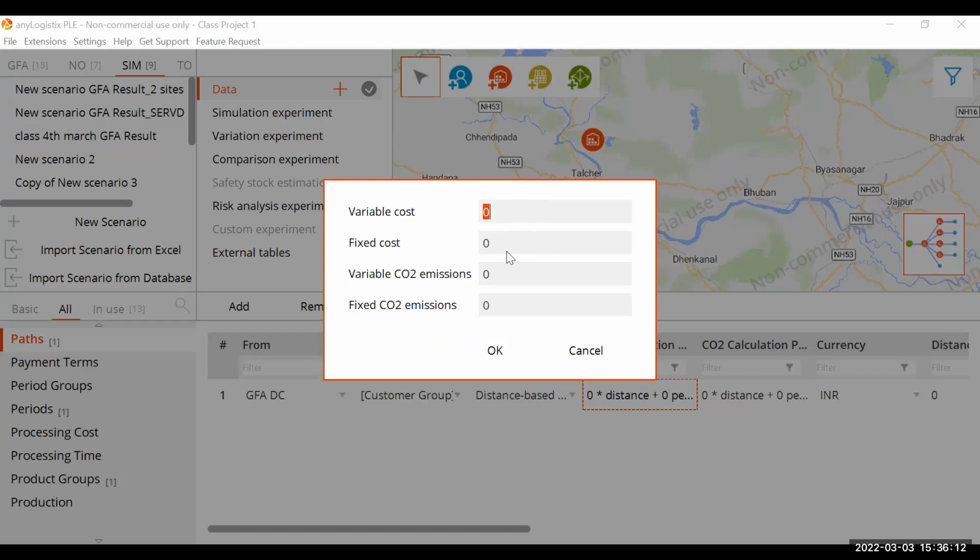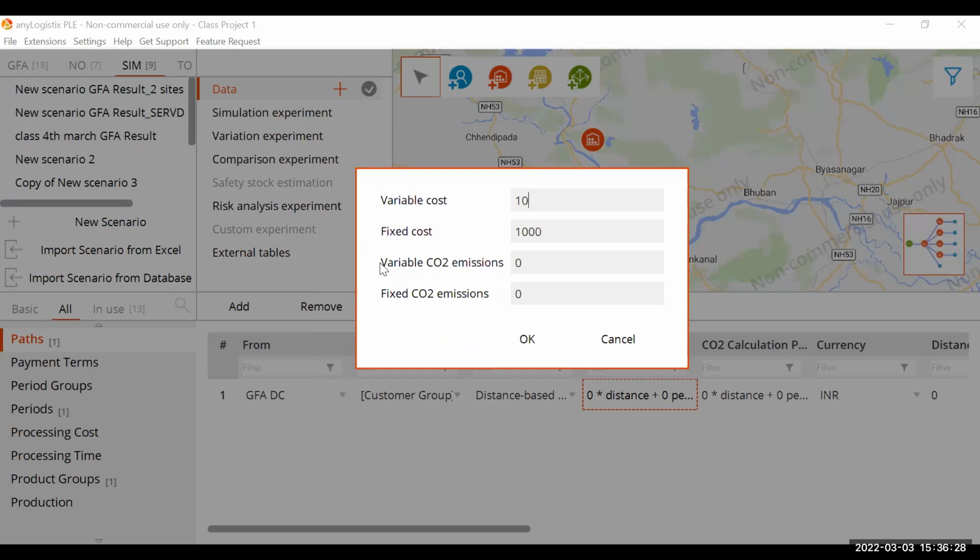Fixed is 1,000 rupees. So every time a truck goes from the distribution center to the customer, it will charge 1,000 rupees fixed, and the variable cost is 10 rupees per kilometer. This is what I was talking about with fixed, variable and CO2 emissions. In some countries, for every transportation you do, for every kind of vehicle, inbound and outbound, you have to calculate how much carbon pollution you are causing, and based on that there is something called carbon credit you have to buy. But in our case we are not doing that.